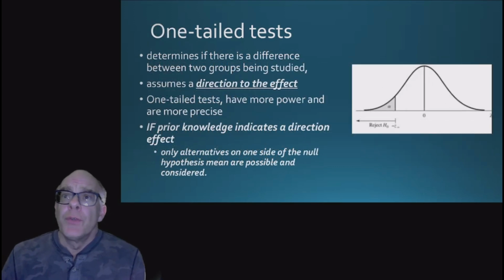Now, the alternative to a two-tailed test is a one-tailed test. Again, this is used to determine if there is a difference between the two groups being studied, but there is an assumption of a direction effect. Now, when I say assumption, it means that you have prior knowledge indicating that there would be a direction effect.